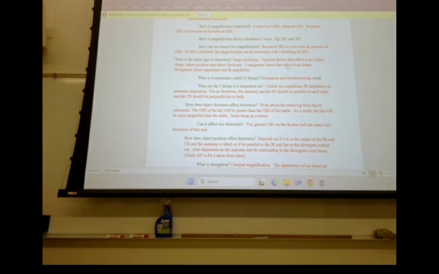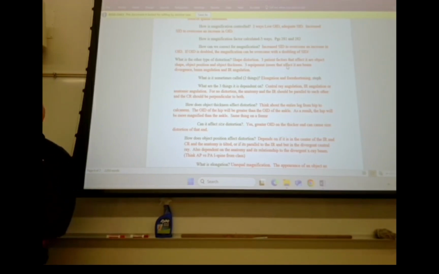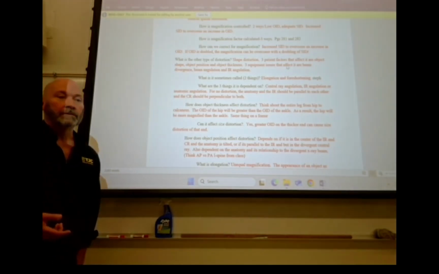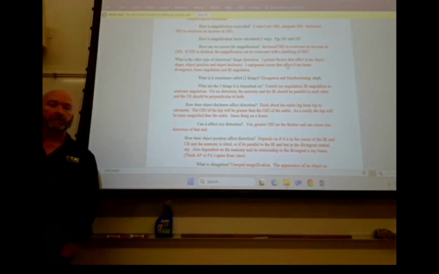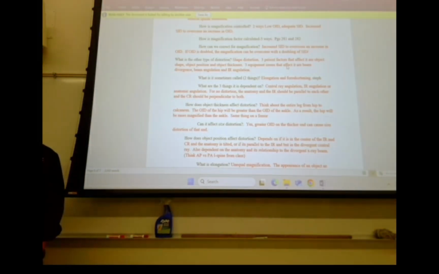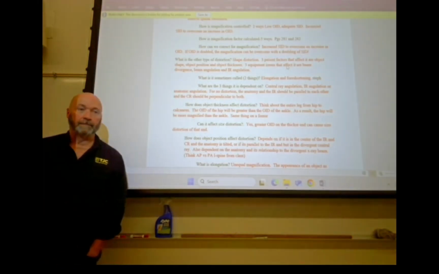Both of those are shape distortion. Both of those may be referred to as unequal magnification. Elongation and what else? Shape distortion is elongation and, and then what was the other one? Oh, foreshortening. Yeah, foreshortening.